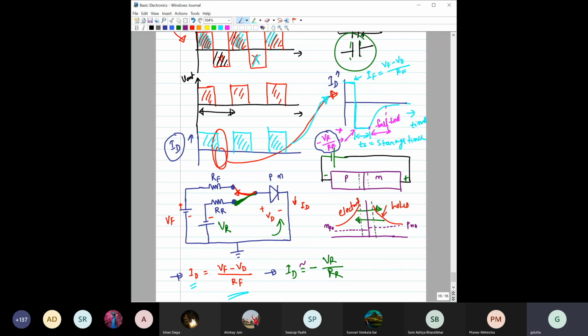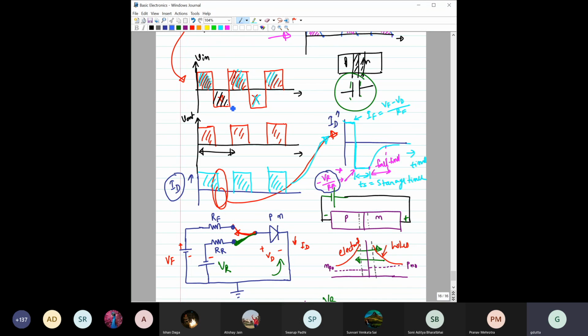Yes, true. And similarly, when you change this voltage, suppose from 0 to this value, the output voltage will also not change in a straight line, but will change with some slope. So all these things are there. This is called the turn on transient.